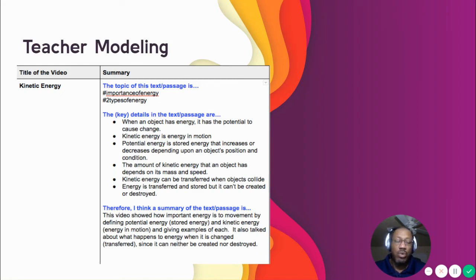Okay. The amount of kinetic energy that an object has depends on its mass and speed. And so that was really important because that helps us to know how we can form a formula and plug in numbers to help us find kinetic energy. Also, kinetic energy can be transferred when objects collide. So 2 objects that move together and then hit, there's kinetic energy that transfers from one object to the next object. And then the final thing is, energy is transferred or stored, but it cannot be created or destroyed.